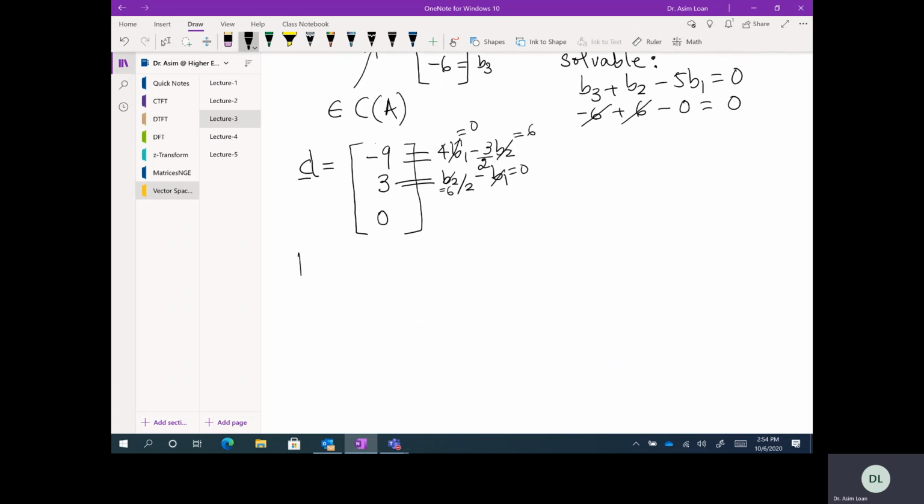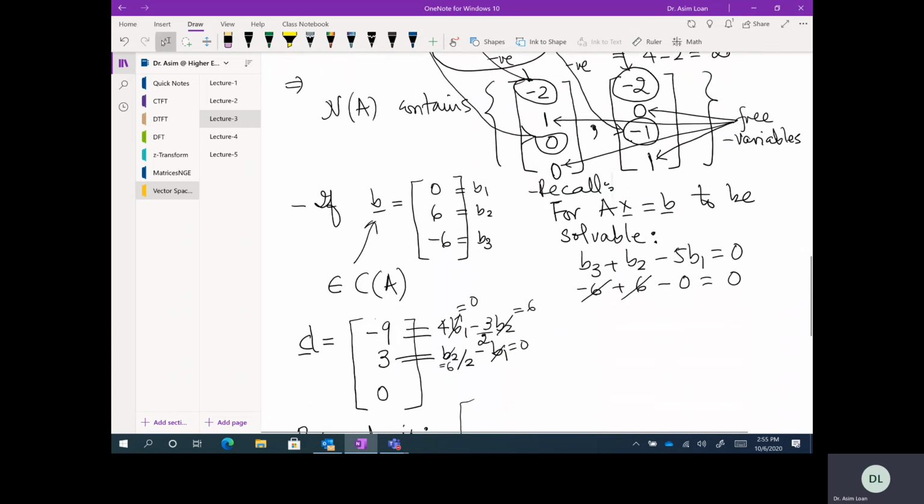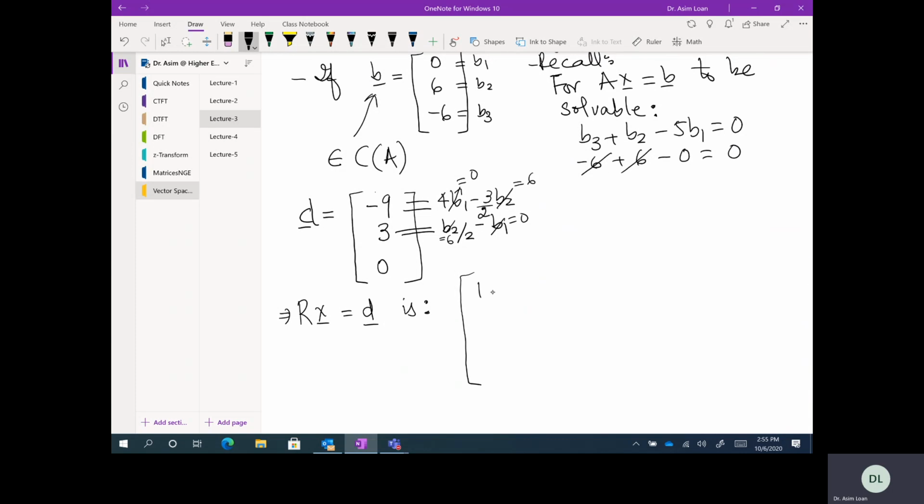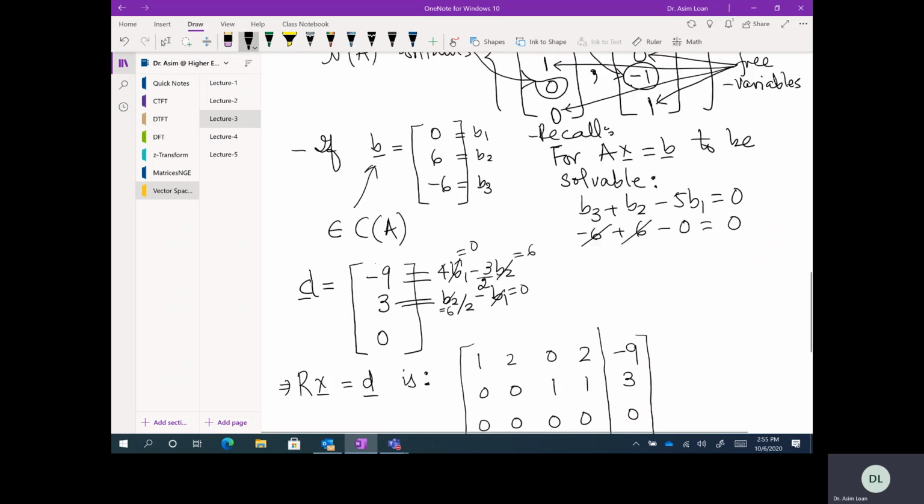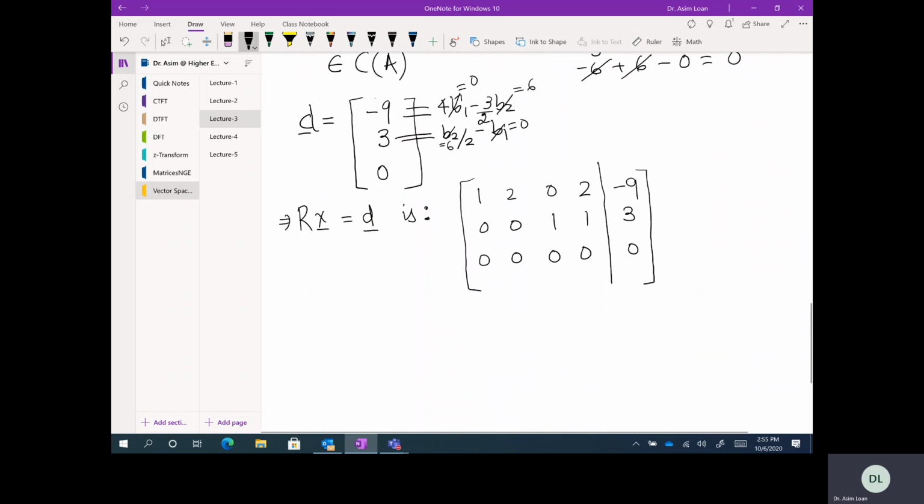So this implies Rx equals d is 1, 2, 0, 2, 3; 0, 0, 1, 1, minus 9; 0, 0, 0, 0, 0.